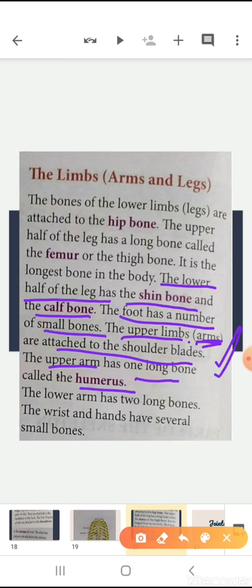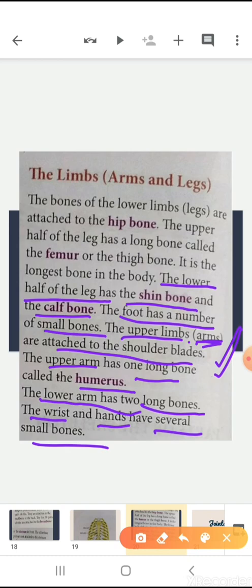The upper limbs are attached to the shoulder blades. The upper arm has one long bone called the humerus. The lower arm has two long bones. The wrist and hand have several small bones.